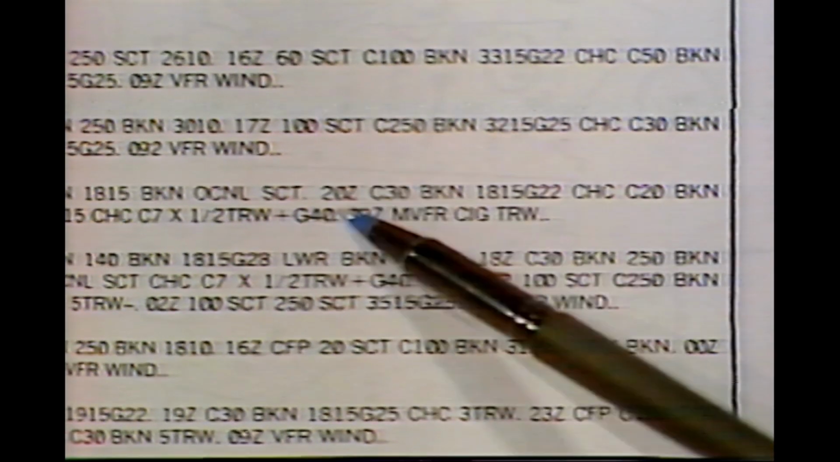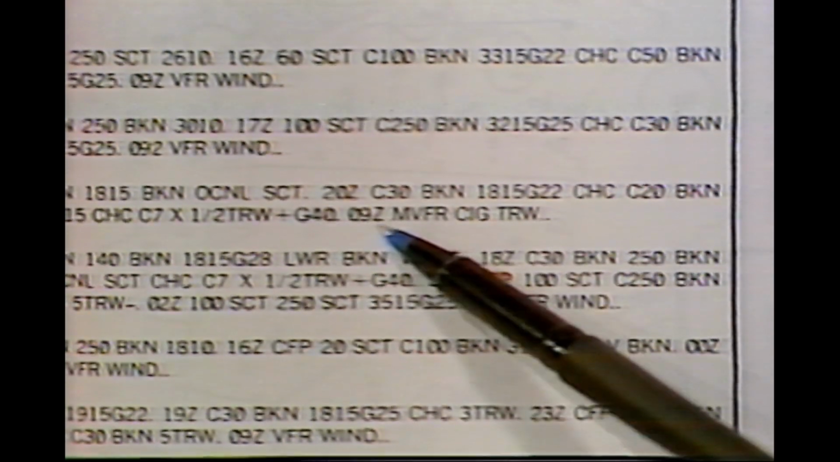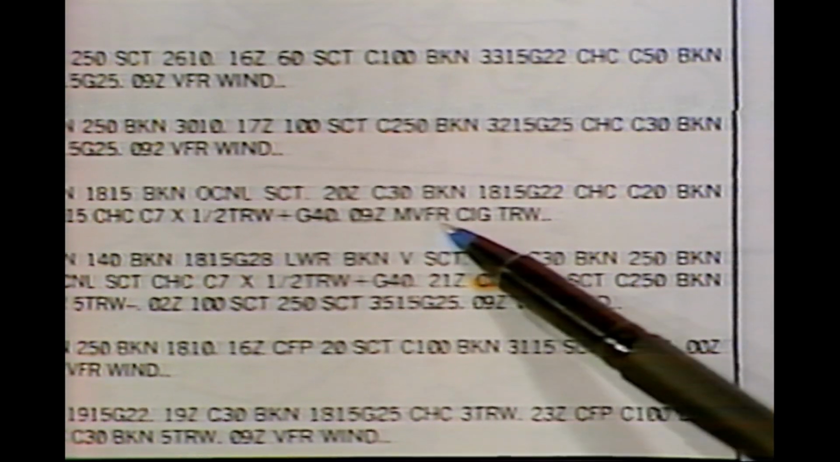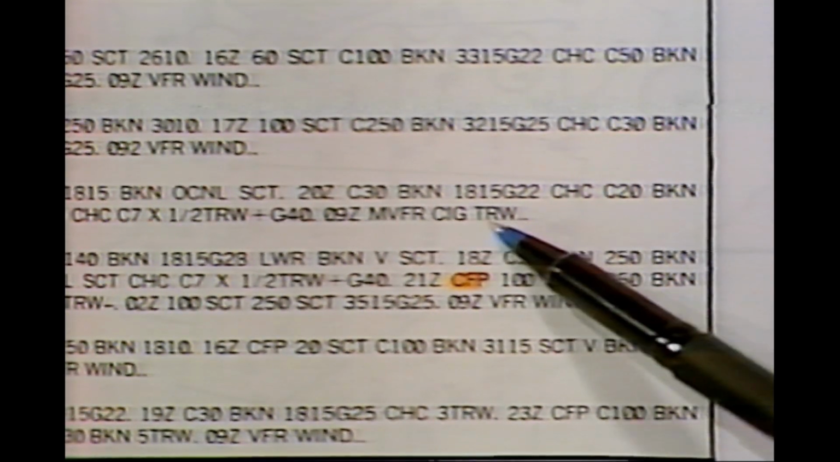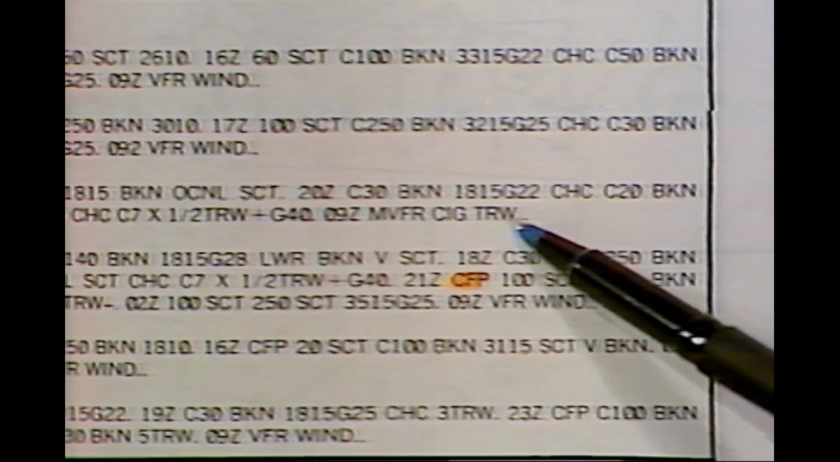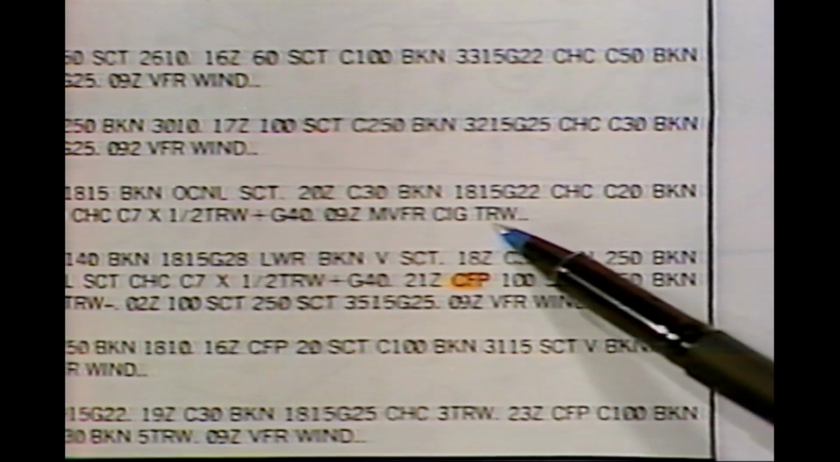And that's found in the last line of McAllister, where it says by 09Z you should have marginal VFR due to ceiling and thunderstorms and rain showers. T is thunderstorms, RW is rain showers. So it's answer number 4, marginal VFR due to low ceilings and thunder showers.